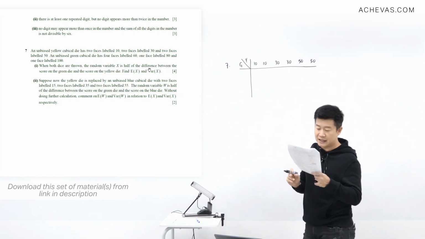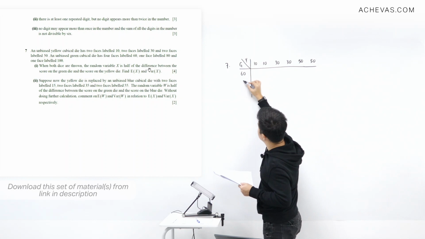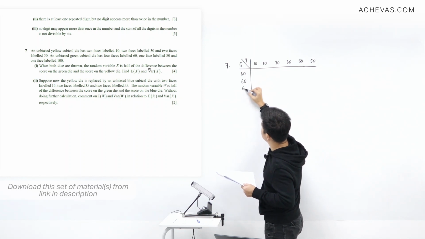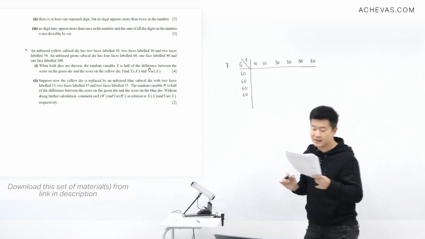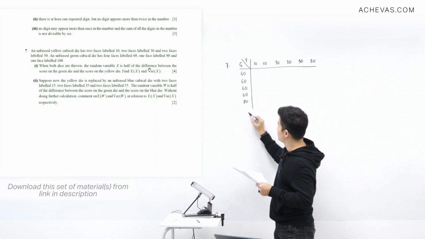For the green die, 4 of the faces are labeled 60. So the first face is 60, the next one 60, then after that 60, and we have one more 60. And we have 2 more faces. One will be 80. So 80. The other one is going to be 100.